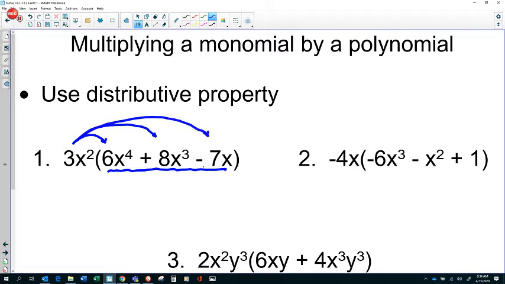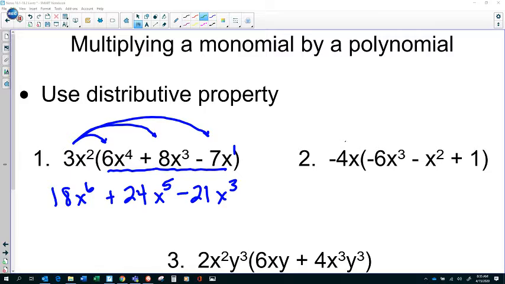Again, all we can combine are the x's, the same bases. Fortunately, these are all the same bases, so we're going to go ahead and multiply. 3 times 6 is 18. X squared and x to the 4th is going to be x to the 6th. Then I multiply 3x squared times a positive 8x cubed. 3 times a positive 8 is going to give me a positive 24. X squared times x cubed is going to give me x to the 5th. And then 3 times a negative 7 is going to give me a negative 21. And x squared times x to the 1st is going to give me an x cubed.